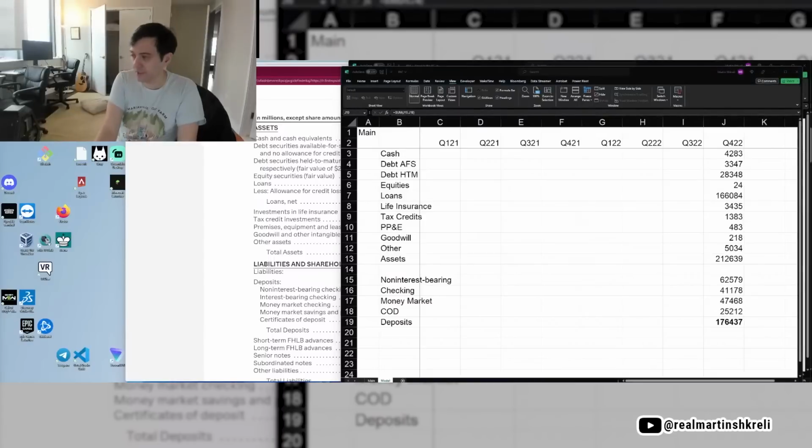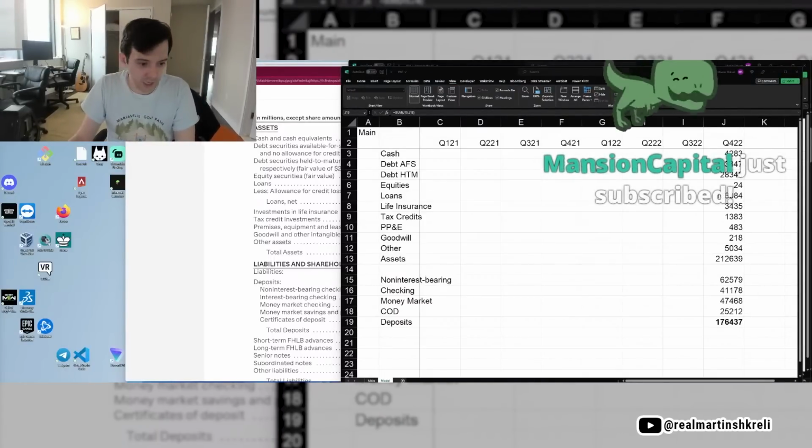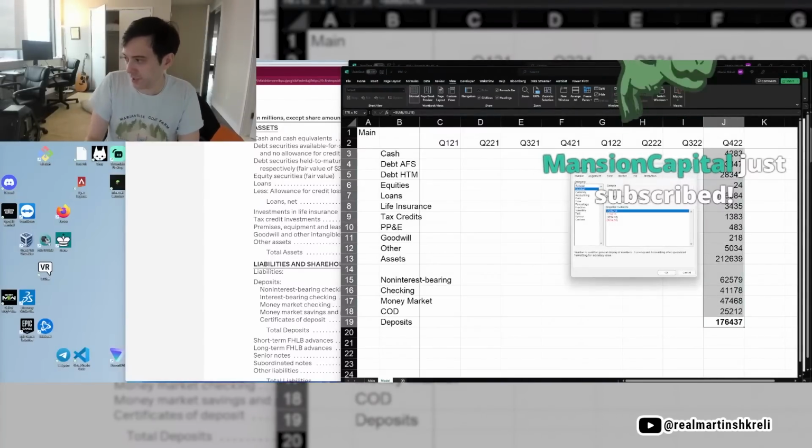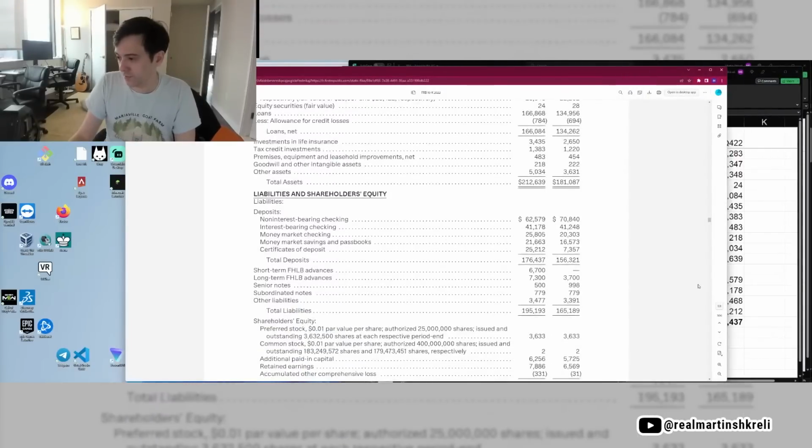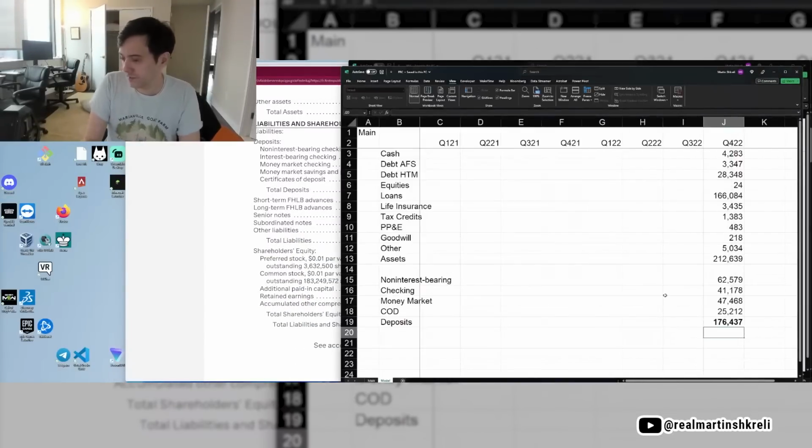So they have 176 billion of deposits. Those are the liabilities, right? And like I said, in a bank, the deposits are actually liabilities because they do have to return that money. It's not their money. They have to return it if it's asked for. So what's an FHLB advance?